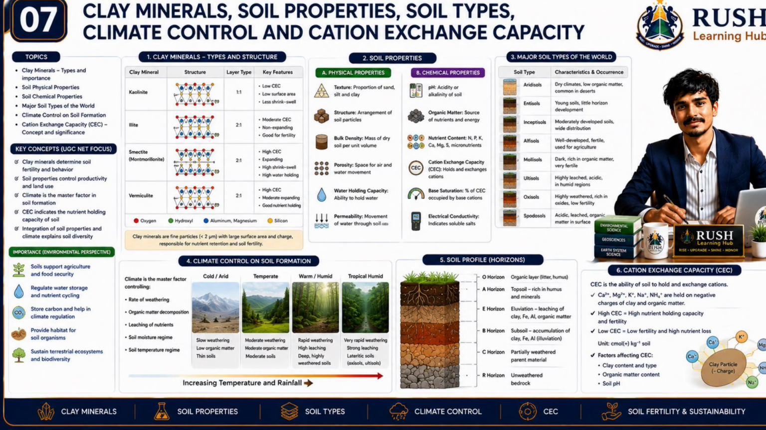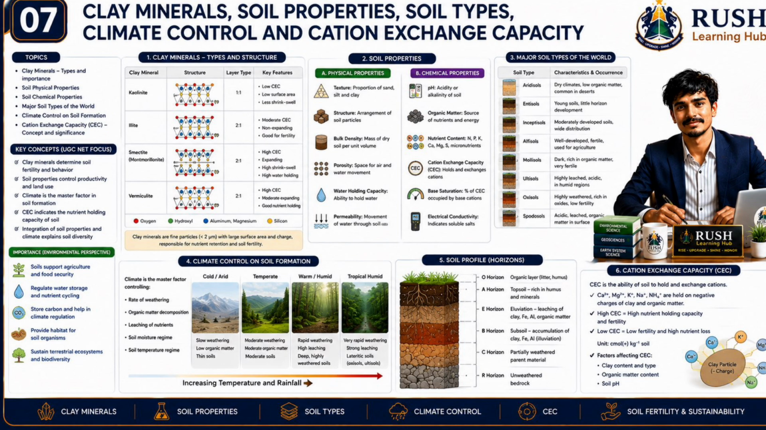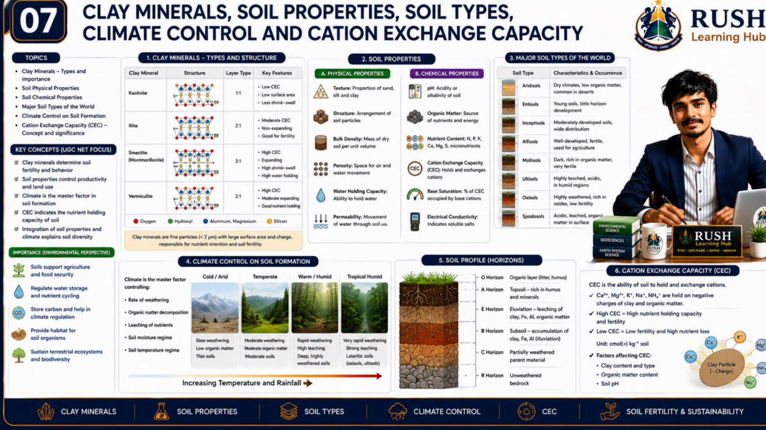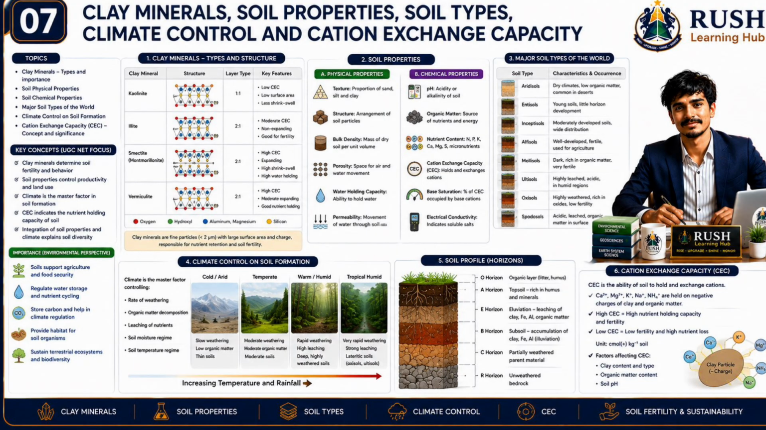Alluvial soils are highly fertile and are widely distributed in the Indo-Gangetic plains. Black soils, also known as regur soils, are rich in clay and are suitable for cotton cultivation. Red soils derive their color from iron oxides and are common in southern and eastern India.